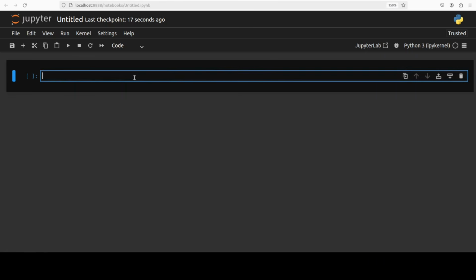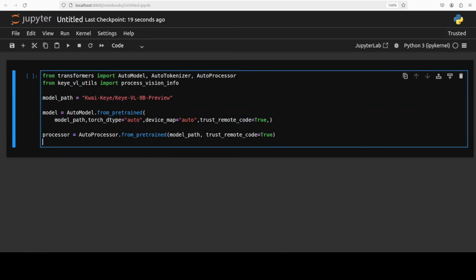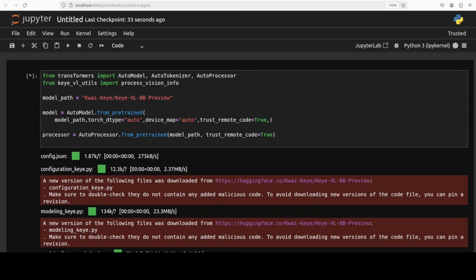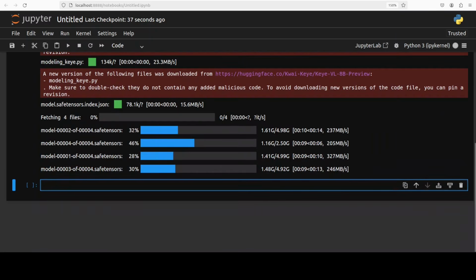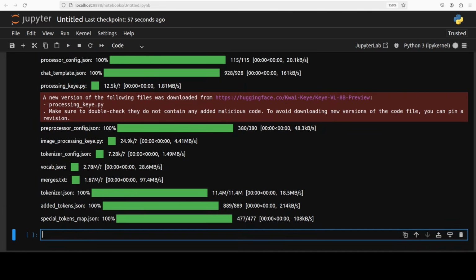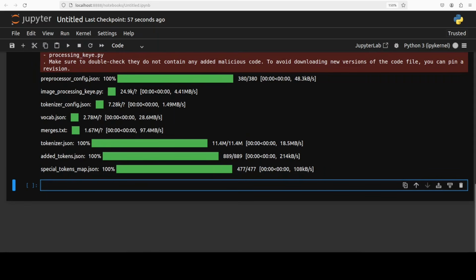Okay, so let's first download the model with the processor. And the model is now being downloaded. There are 4 shards of it. And the model is downloaded. Now let's do the inference on few of the images.